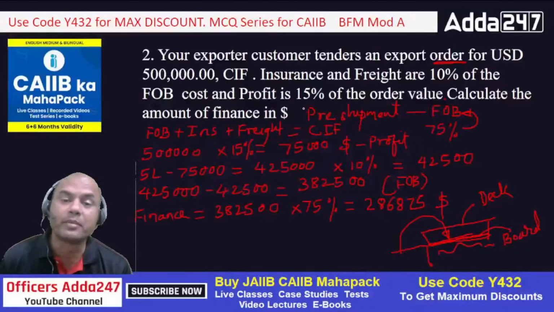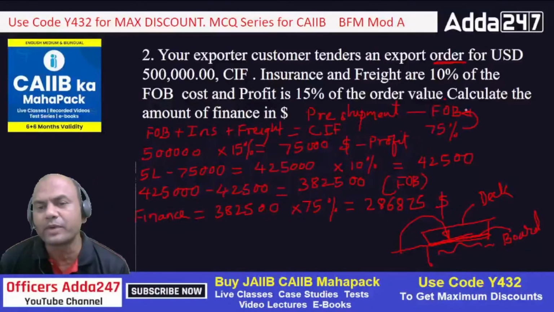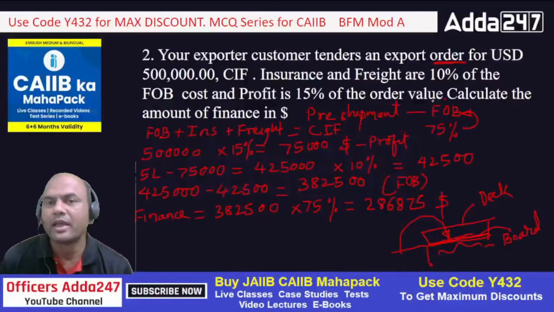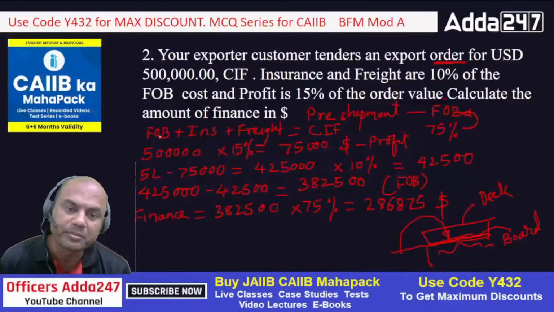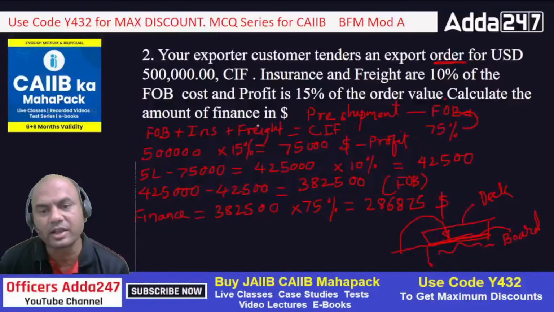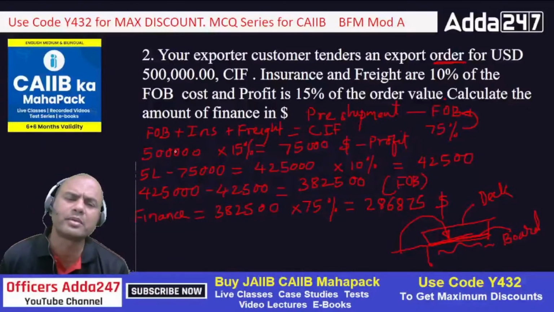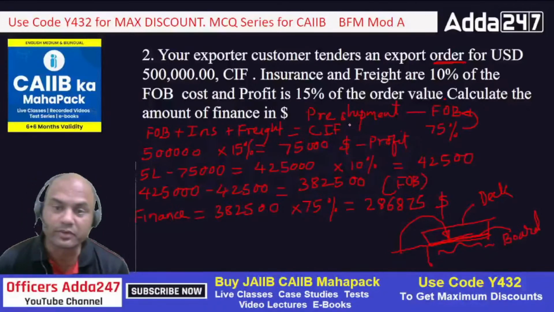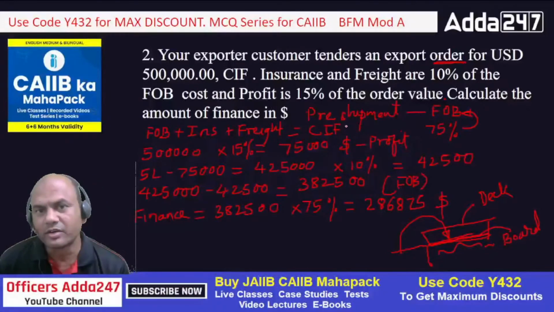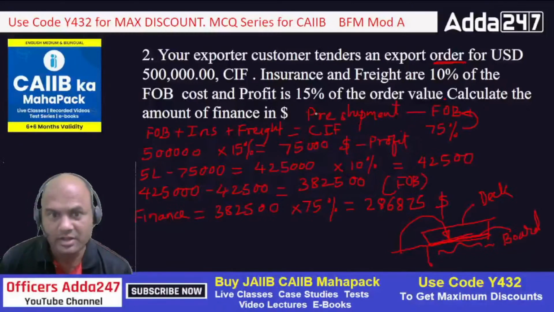Okay, now coming back to CIF. Here we always finance on FOB value. And what is given in this problem? It is given CIF. So how to come to CIF from FOB? Here it's simple. FOB plus insurance plus freight equals CIF. Always remember this equation. FOB plus insurance plus freight equals CIF. Everyone, mug up this equation.